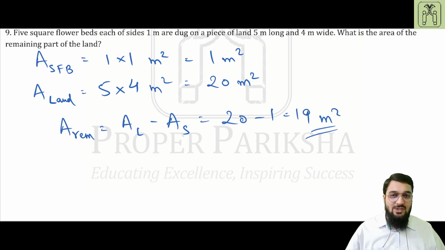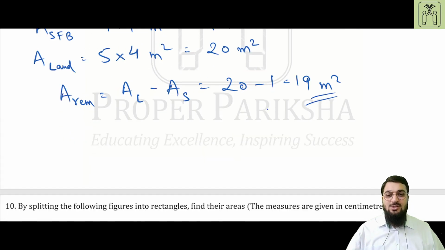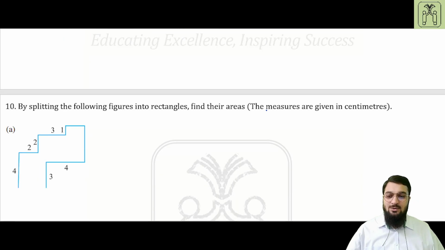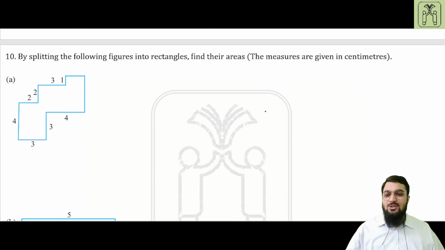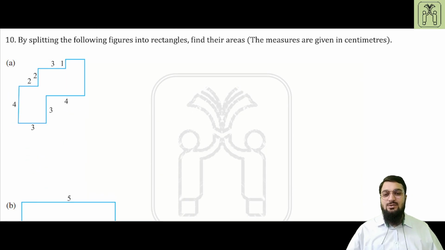This is also the same question. The only thing is that the object has changed. Before it was a carpet, now it is a square flower bed. Coming to the next question, by splitting the following figures into rectangles, find their areas.